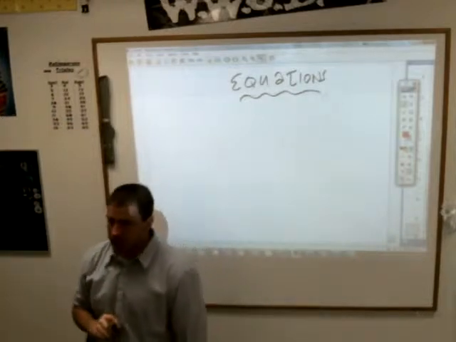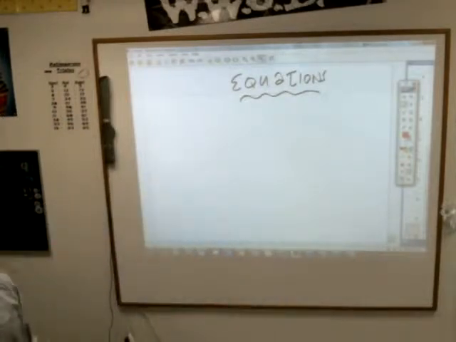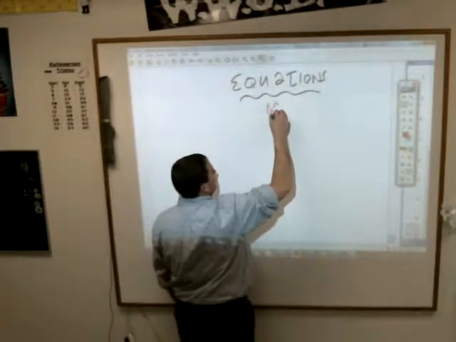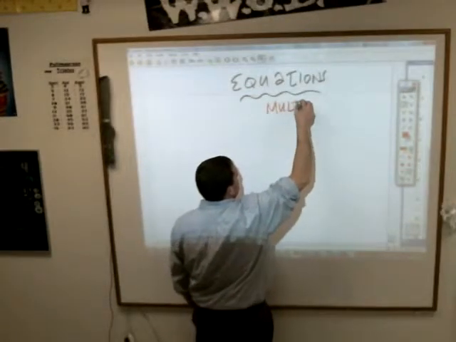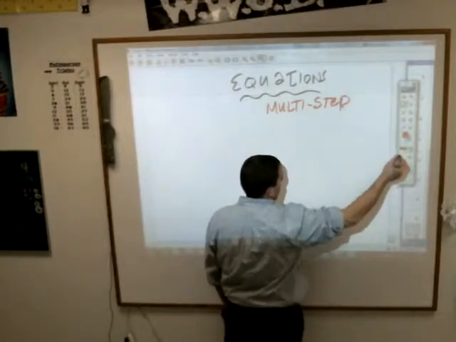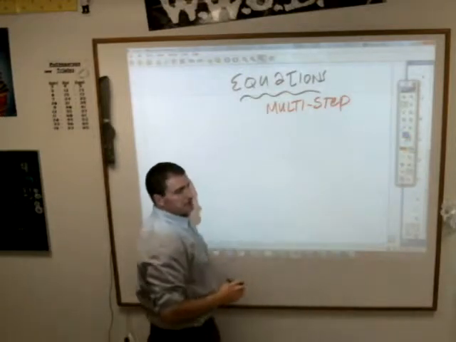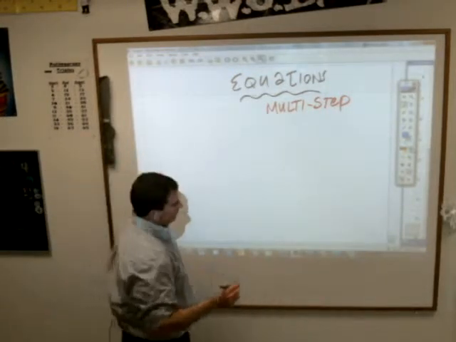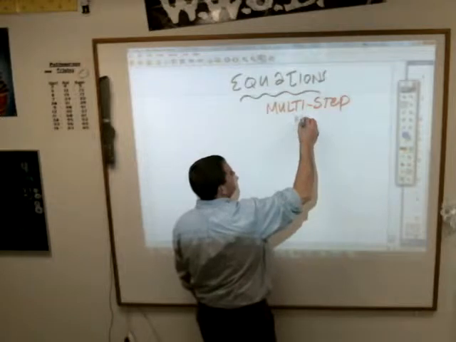Subtitle under this equation 1 is multi-step equations. And I would suppose that the word multi-step, Hananuza, would indicate what? More than one, yes. More than one step.